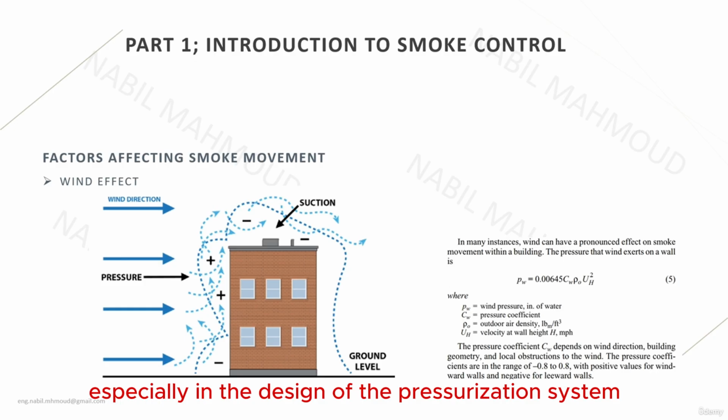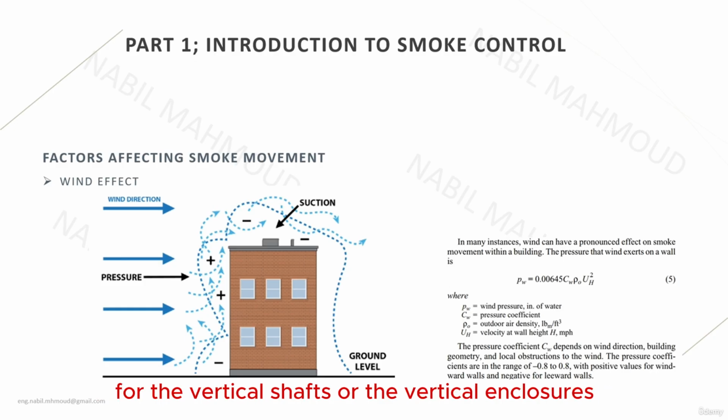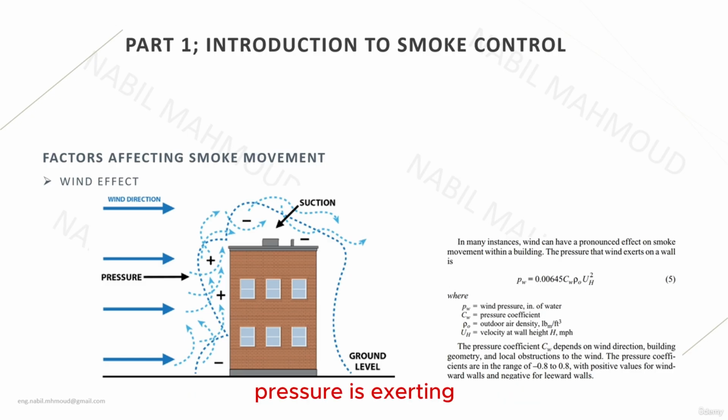That is why it is very important to calculate the wind pressure, especially in the design of the pressurization system for the vertical shafts or the vertical enclosures like the staircase. Because if the wind pressure is exerting more pressure than the pressurization value inside the place, this means that you will not have the desired pressurization inside the space.